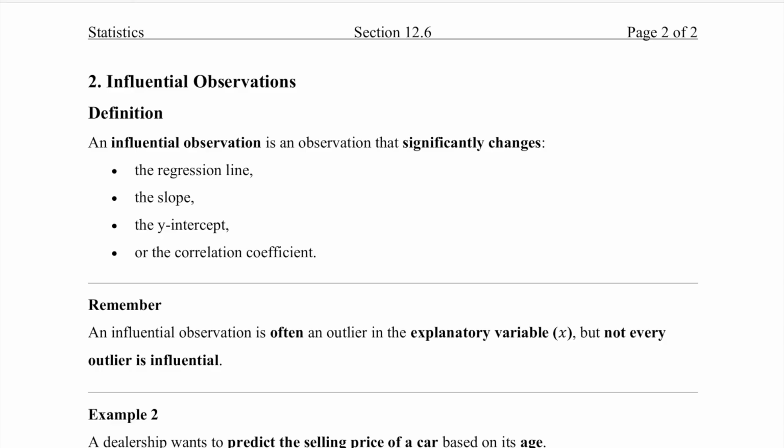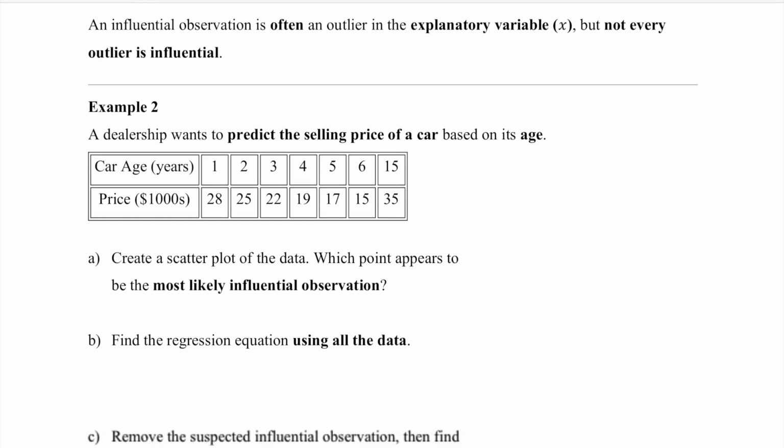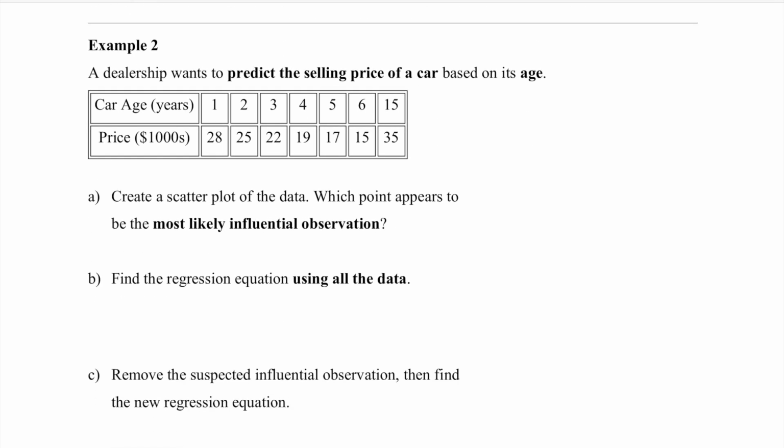To determine whether a point is influential, we'll compare two regression equations, one using all the data, and one with the suspected point removed. Let's apply this idea. A dealership wants to predict the selling price of a car based on its age. Since we are predicting the selling price, the price is the response variable, y, and age is the explanatory variable, x.